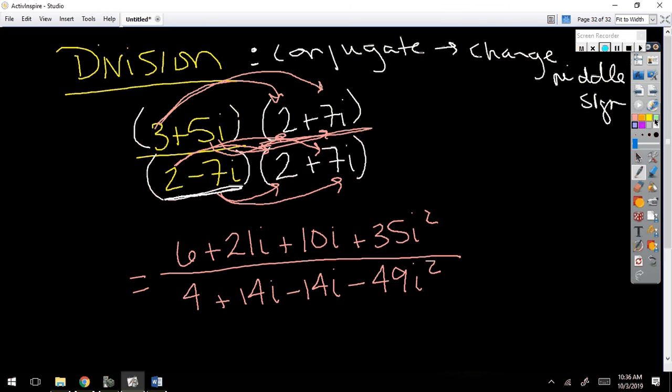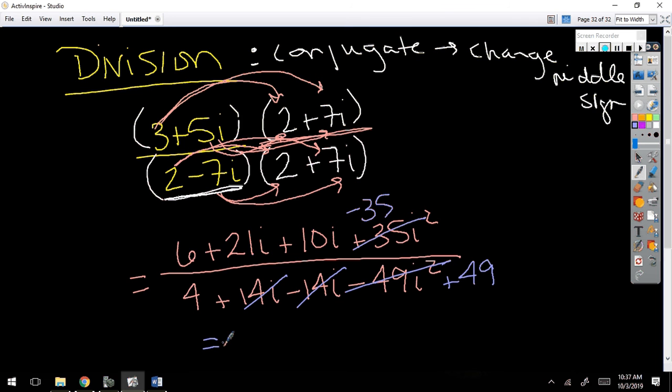It's crazy, right? You get rid of the middle terms, and that becomes 49. While I'm at this step, I go ahead and change all my i squareds. This becomes negative 35. This becomes positive 49. So you change the sign? Yes. You have to change the sign.